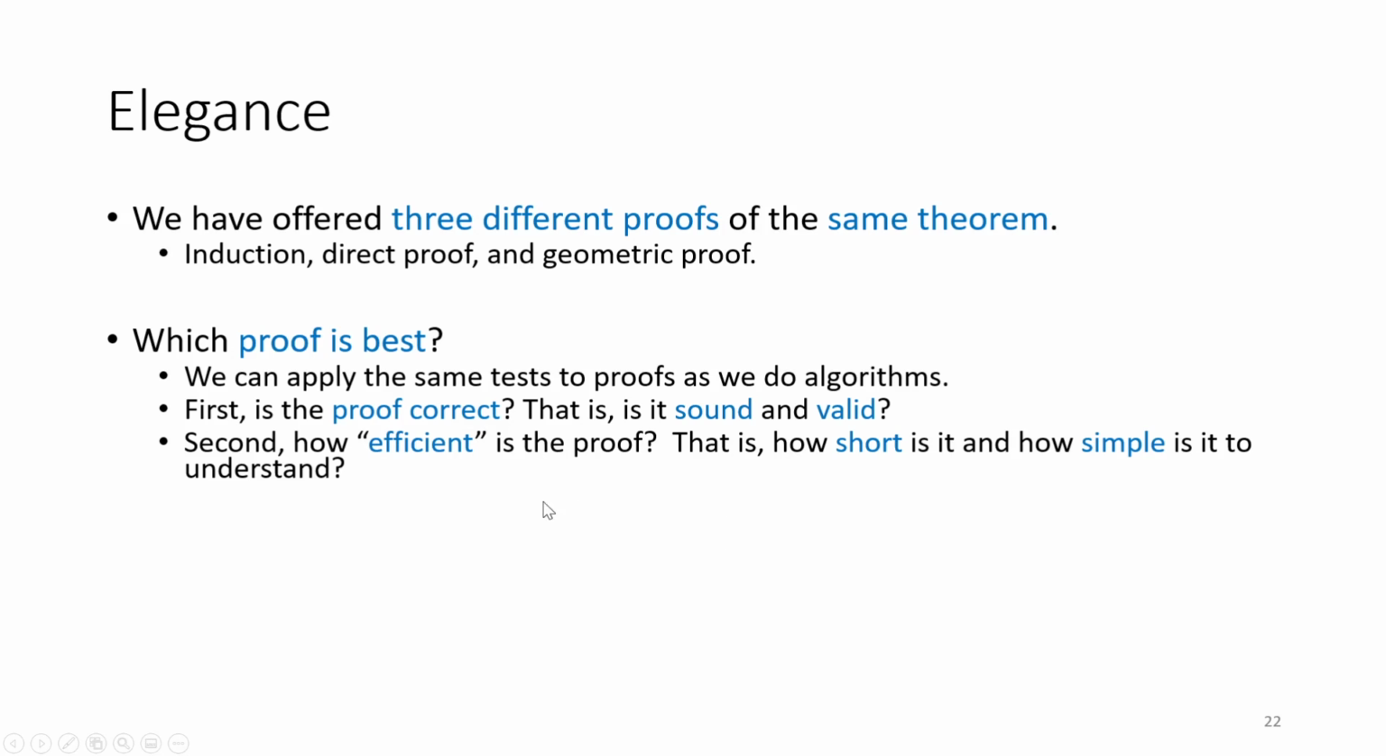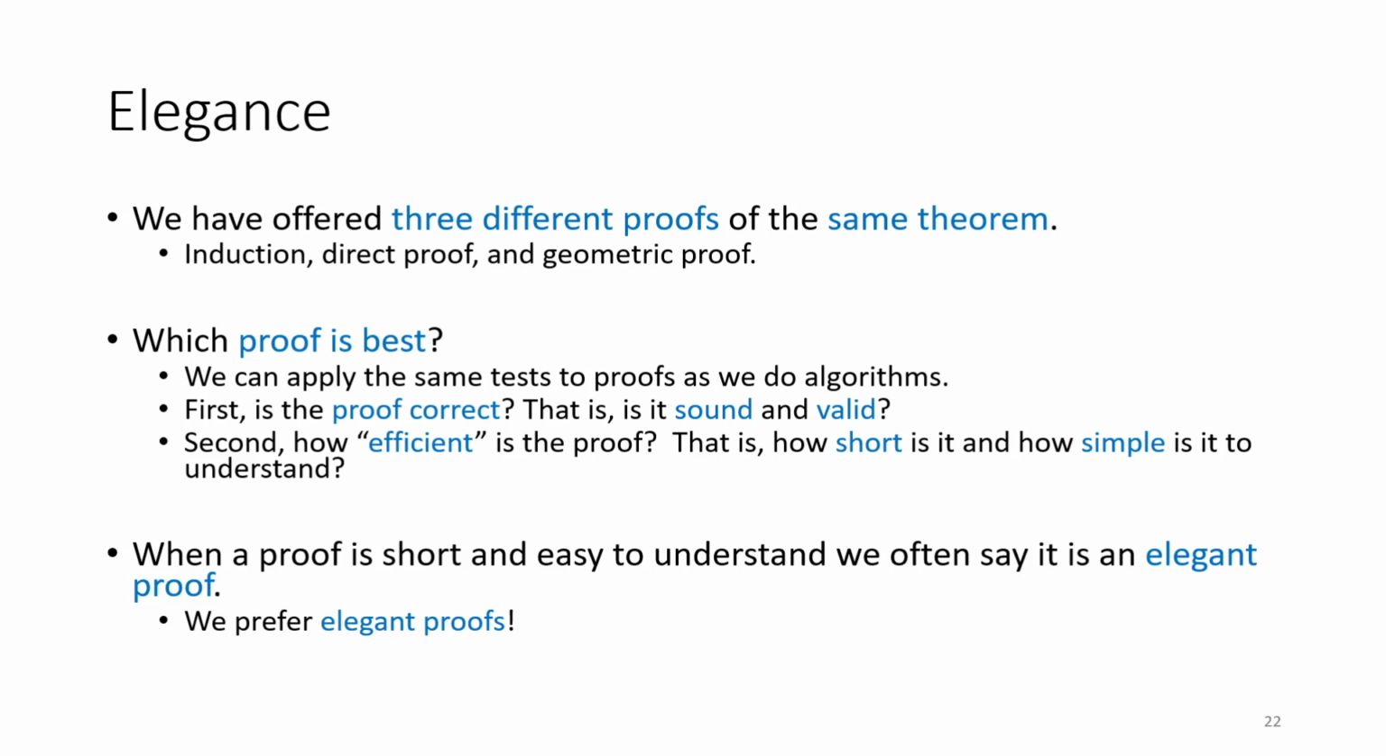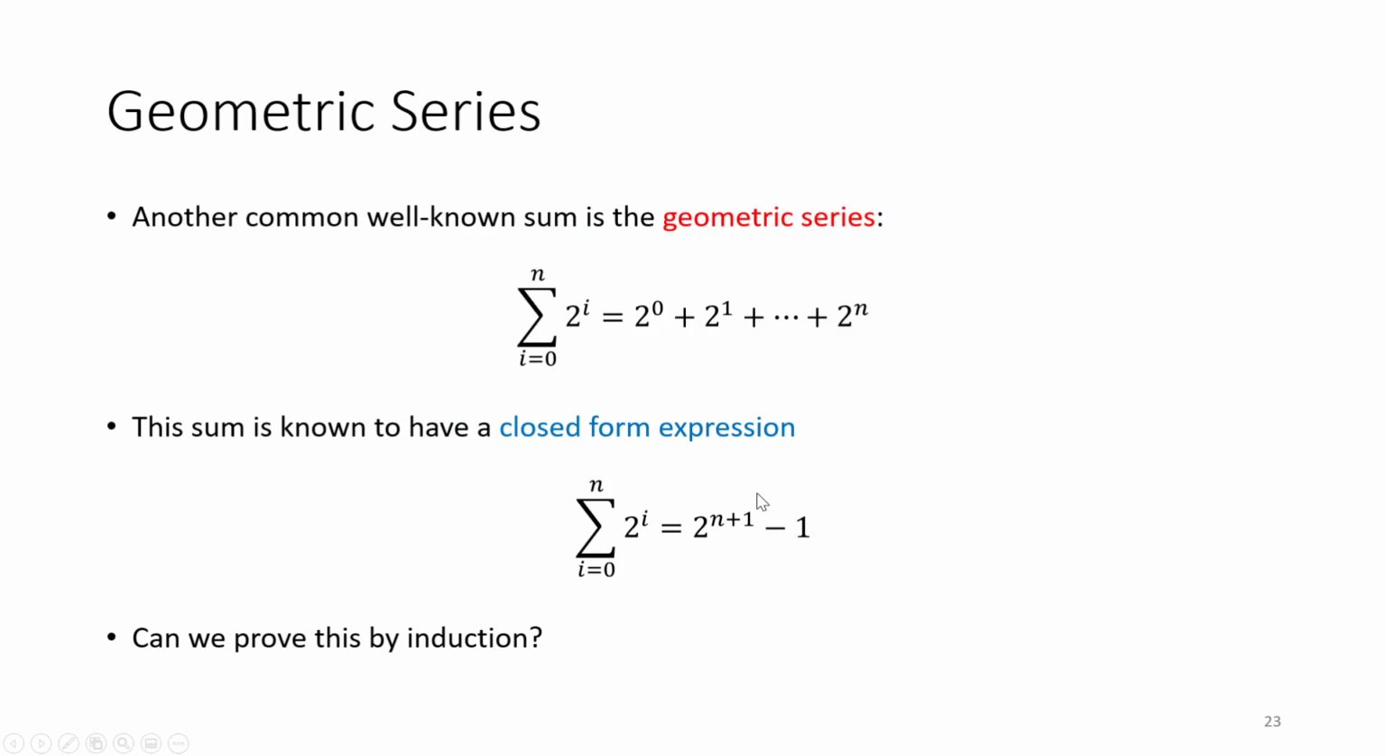But as I mentioned, how efficient the proof is, how good it is after we know it's correct, depends on how easy it is to understand and how short it is to write down. When we have these nice proofs that we like, we use the word elegant, which again is a subjective term. It doesn't really have an objective definition, but we usually prefer elegant proofs to inelegant ones.